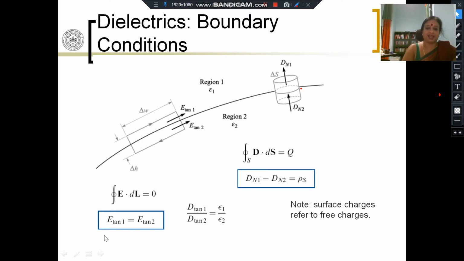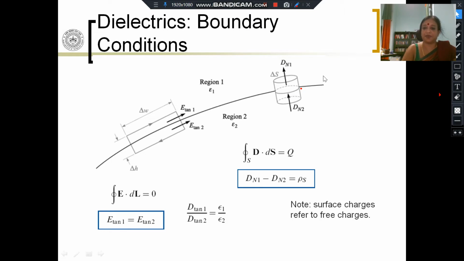In that case, we have the relation from integration E dot dl equal to 0 along this rectangular imaginary box. We have the relation that the tangential component of the electric field, see, the electric field will have a normal component and a tangential component. The tangential component will be continuous across boundaries, which means the tangential field of E1 and the tangential field of E2 will have to be equal no matter what are the permittivities of region 1 and region 2.